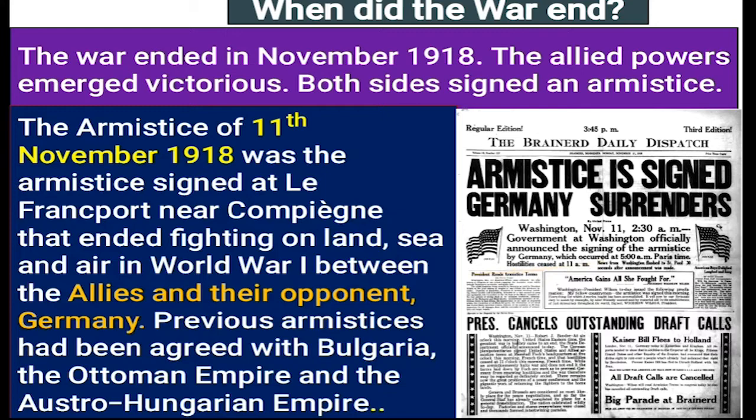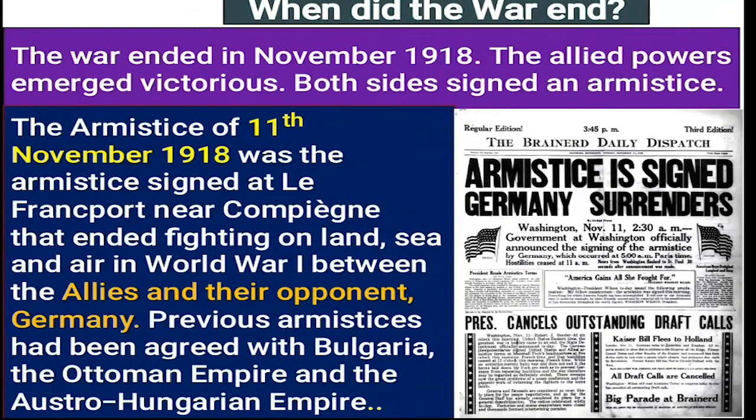The armistice of 11th November 1918 was signed at Le Francport near Compiègne, and it ended fighting on land, sea and air in World War I between the Allies and their opponent Germany. Previous armistices had been agreed with Bulgaria, the Ottoman Empire and the Austro-Hungarian Empire.